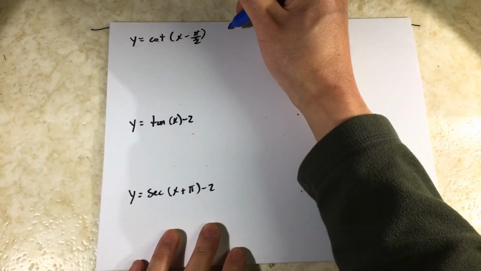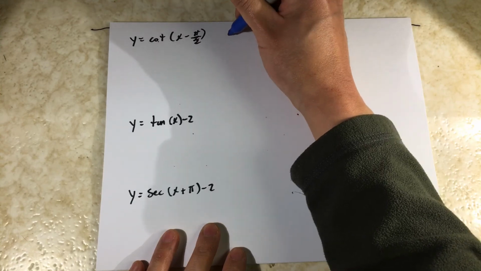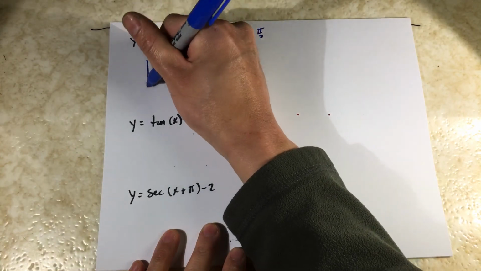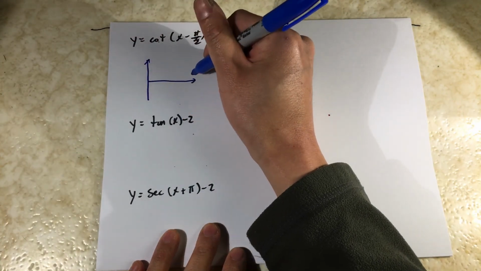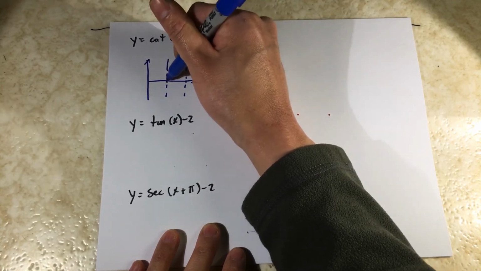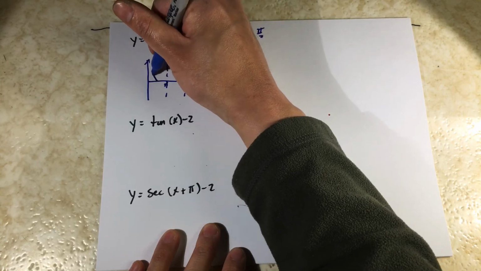All right, so this one is cotangent of x minus pi over 2. It's inside, so that means it's going to be a shift right by pi over 2. Let me quickly sketch cotangent. Cotangent from 0 to pi looks something like this.